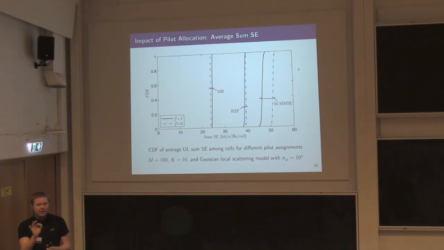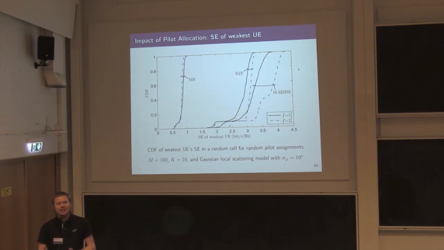However, if we now zoom in on one cell and look at the users that are the furthest away from the base station, and then look at what happens to their performance as we change the pilot assignments. Here is the CDF of the spectral efficiency of the weakest user. And we see that it is varying much more. We have maximum ratio, regular zero forcing, multicell MMSE. We have the two different pilot reuse factors.